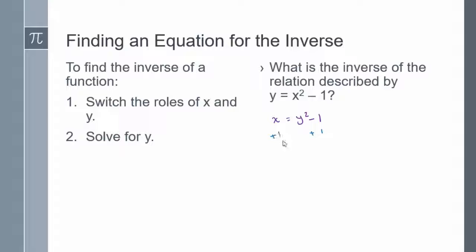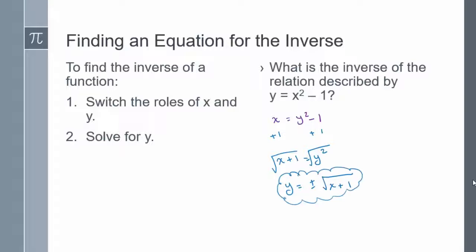Start by adding 1 on both sides. So I get x plus 1 equals y squared. Isolate y by getting rid of the square, and to do that, we need to take the square root of both sides. And so when I take the square root of both sides, I get y equals plus or minus the square root of x plus 1. So the inverse of y equals x squared minus 1 is y equals plus or minus the square root of x plus 1.